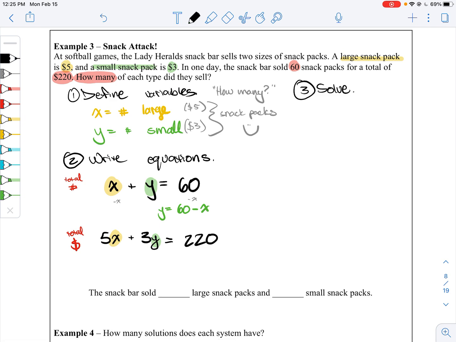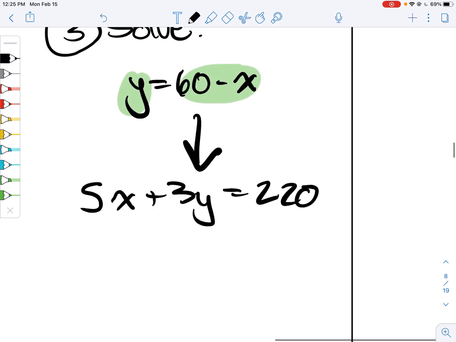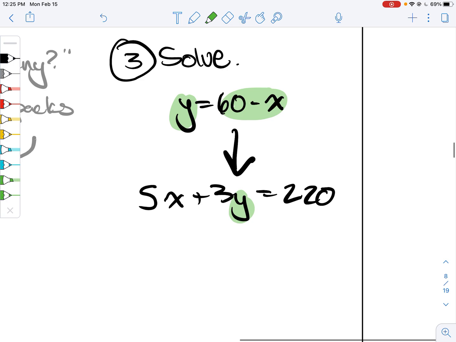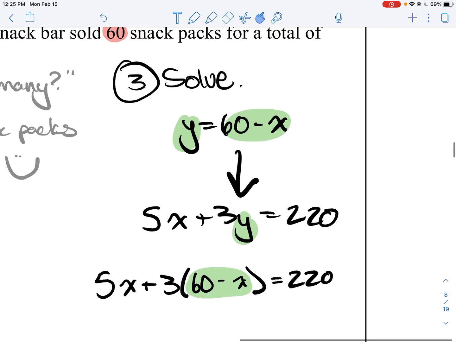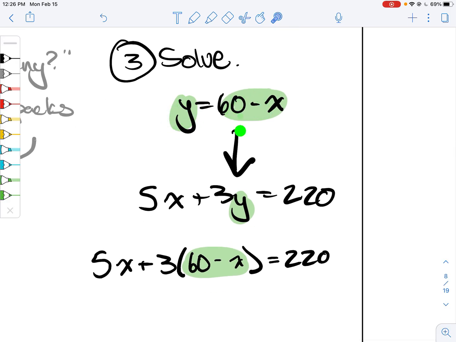So when I solve these equations, I'm going to start with y equals 60 minus x. I'm going to take this value for y, and I'm going to plug it into our next equation, 5x plus 3y equals 220. I can rewrite that second equation as 5x plus 3 times (60 minus x) equals 220. Where did this 60 minus x come from? Well, that's equal to y. So it's totally okay that I switched them out.